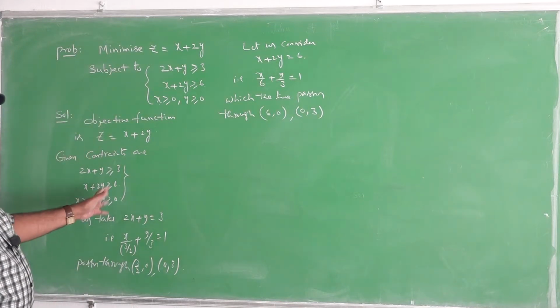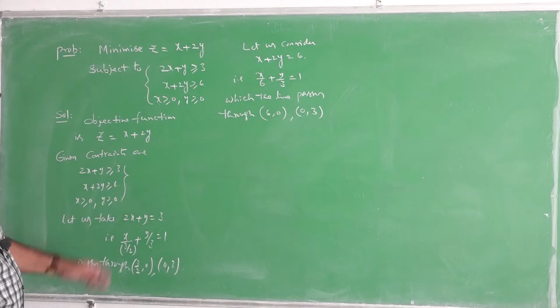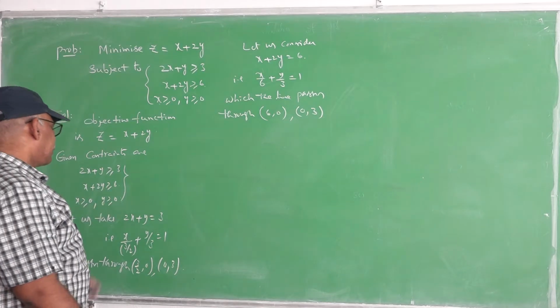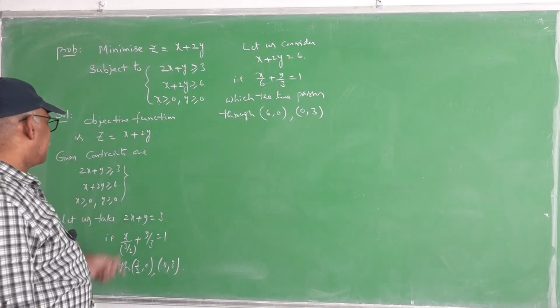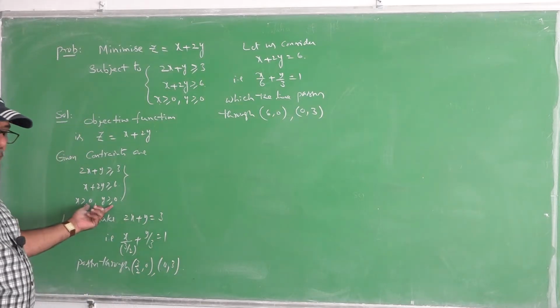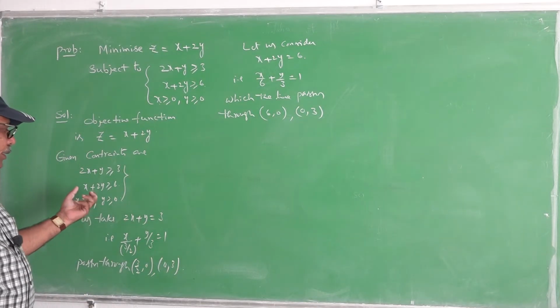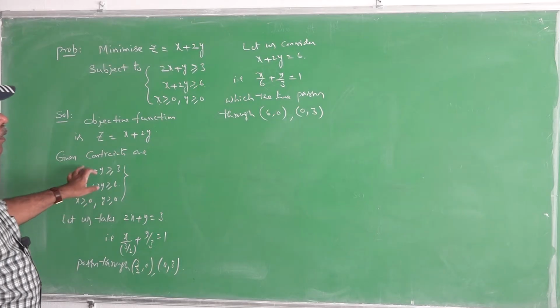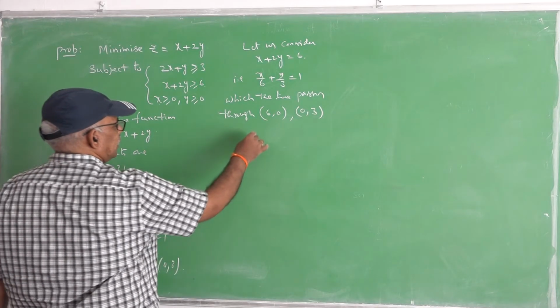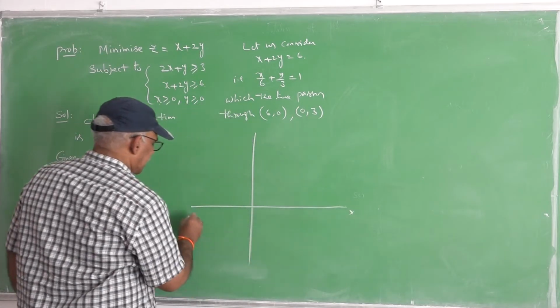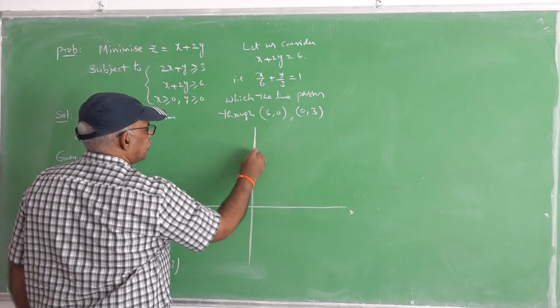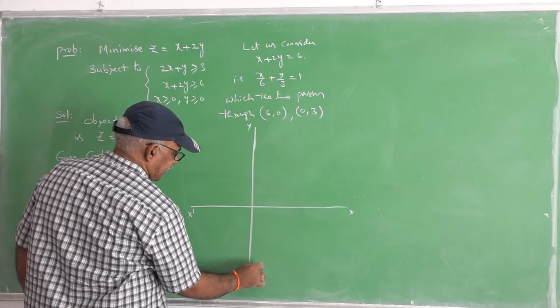The other two conditions are non-negative constraints. So the feasible region must be considered in only the first quadrant. These two announce that the feasible region is to be considered only in the first quadrant based on these two lines. So let us sketch the feasible region. Let us draw the feasible region on a two-dimensional plane.